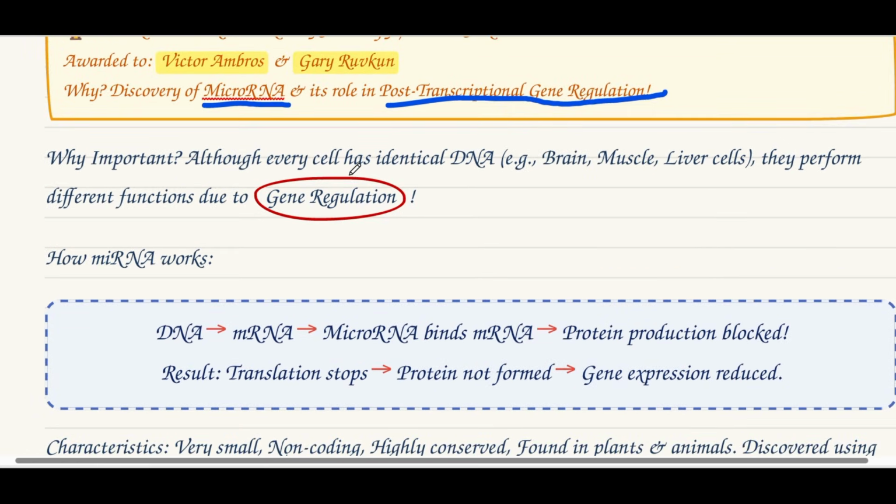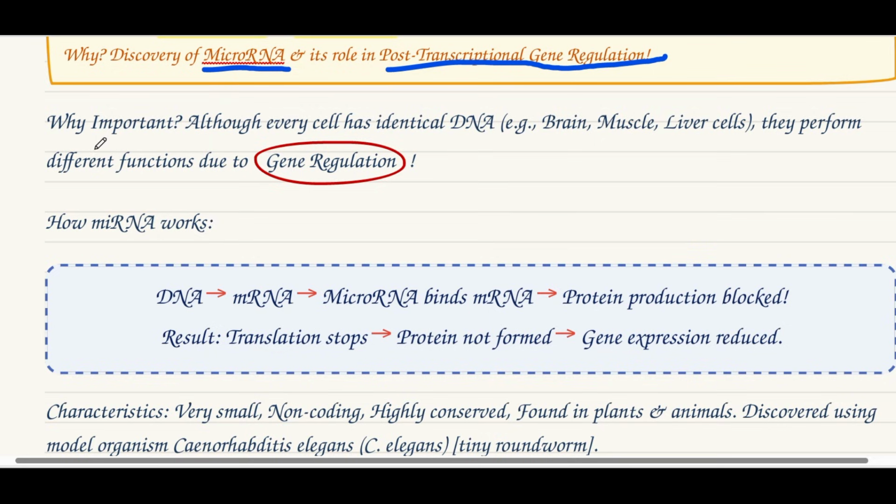Okay, let's go to learn why it is important. Although every cell has identical DNA, right? All cells have identical DNA. For example, brain, muscle, and liver cells perform different functions due to gene regulation.